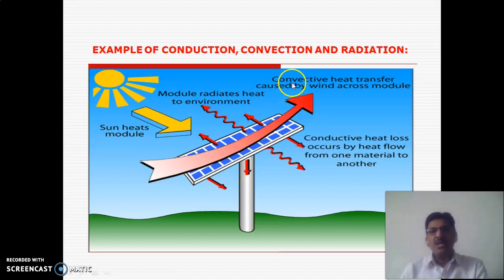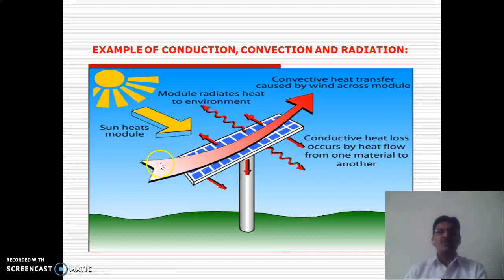Then there is convective heat loss caused by wind across the module. So from this solar surface to the atmosphere, there is a convection mode of heat transfer. While the module radiates heat to the environment, that is the radiation mode of heat transfer. So this is the example in which we find all three modes combined, that is conduction, convection and radiation.